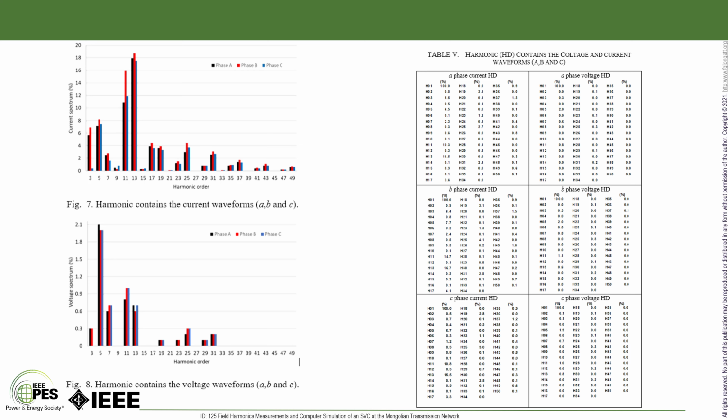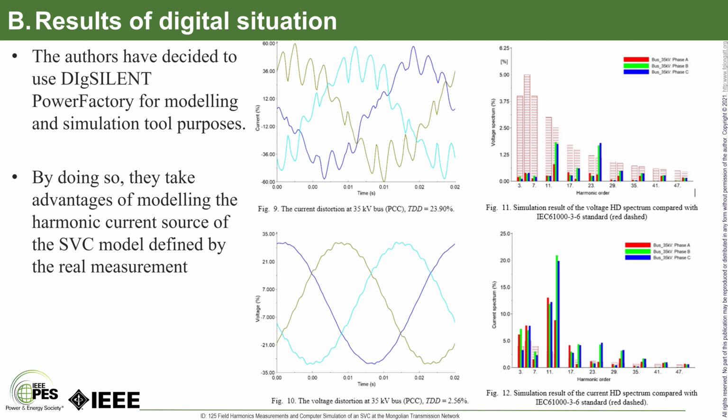On table number 5, you can see the harmonic content for each one of the voltages and currents for ABC and ABC. And also on figure number 8, you can see a bar plot of those harmonic contents, okay? Then we took those values and we ran a simulation, and in this case we tried to replicate the behavior of the measurements and then compare them one-to-one, okay?